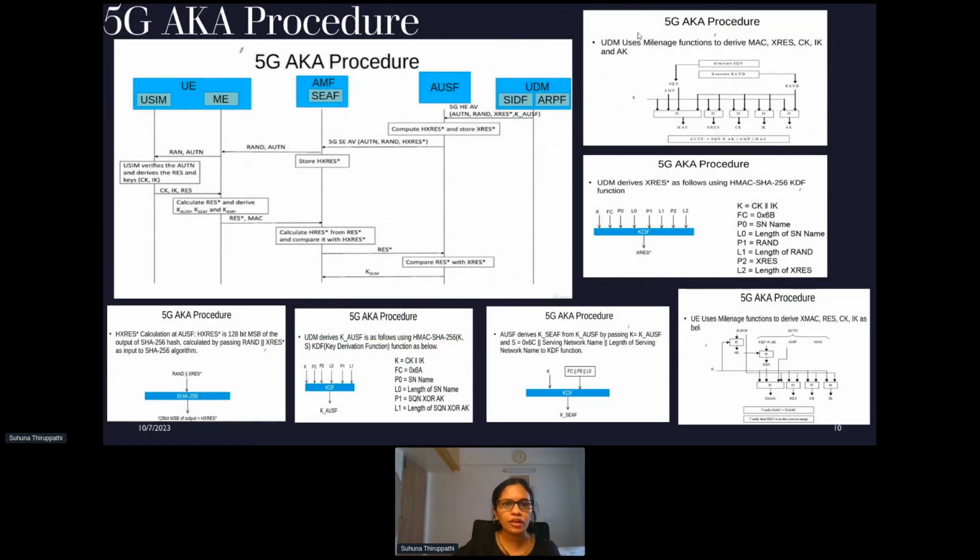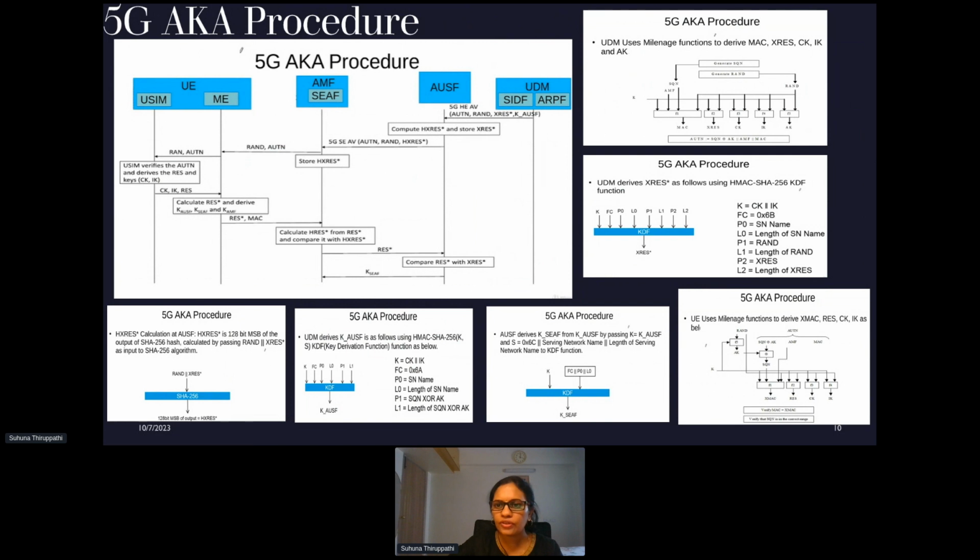Now let's look at the 5G AKA procedure. AKA means authentication and key agreement procedure. How is it being done? Let's take a look. The UDM, Unified Data Management, sends the 5G home environment authentication vector to the AUSF, the authentication server function, with the parameters authentication random number, XRES star, and KAUSF. So let's look at how these keys are generated.